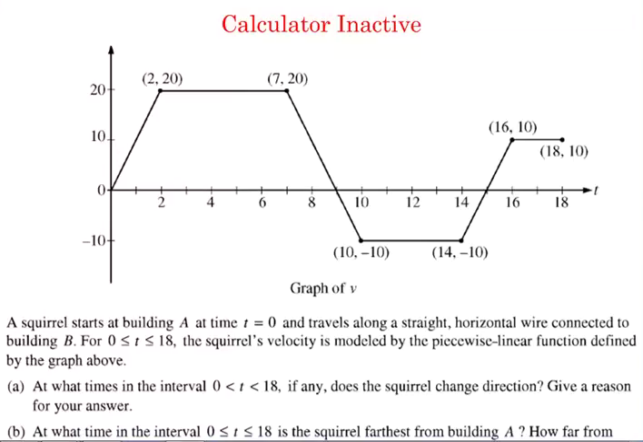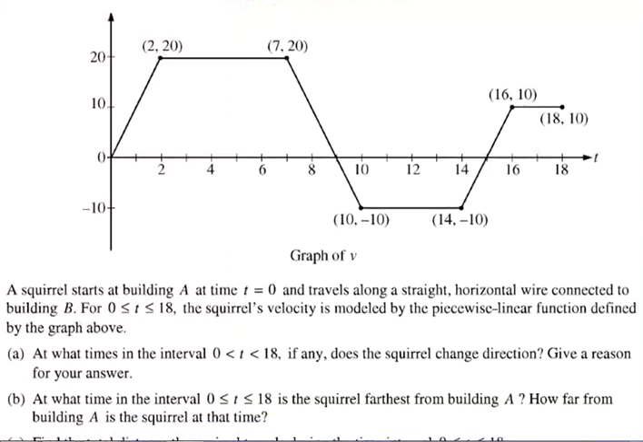So a squirrel starts at building A at time 0, travels along a straight horizontal wire connected to building B, traveling for 18 seconds, minutes, I don't know. So they give us the graph. Okay, at what times in the interval, if any, does the squirrel change direction? Well, change in direction: velocity equals 0, and you've got to have a change in sign.